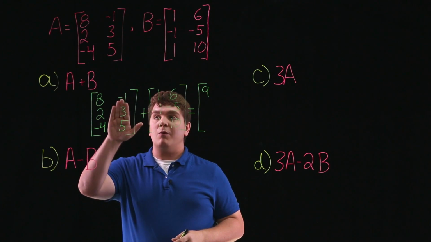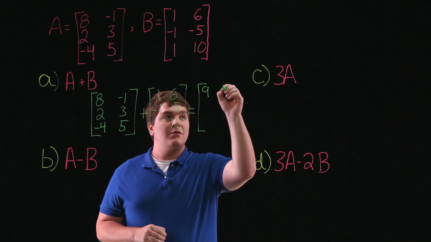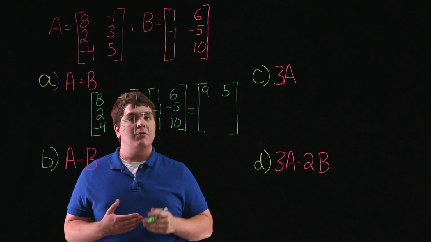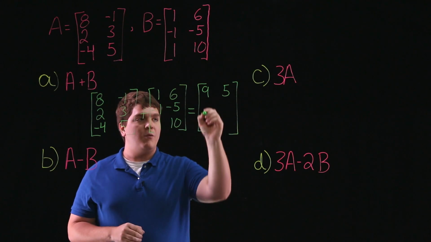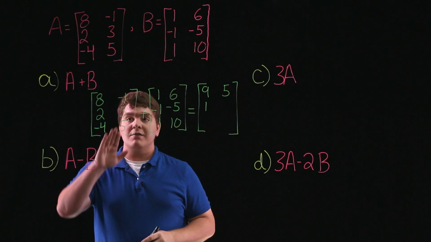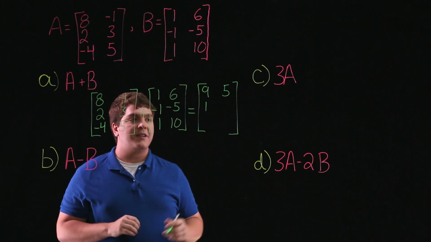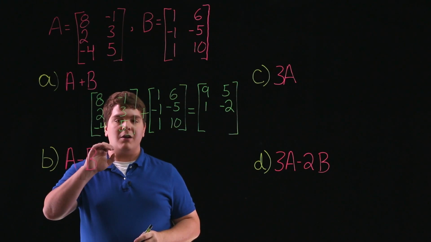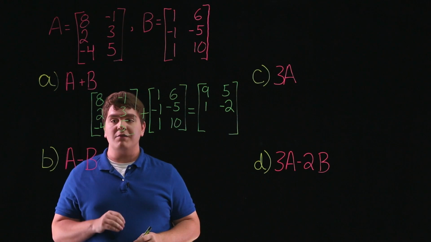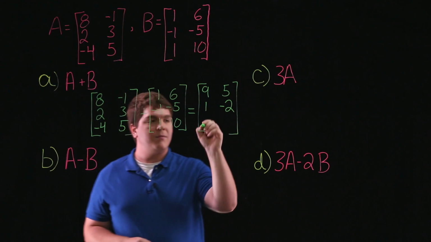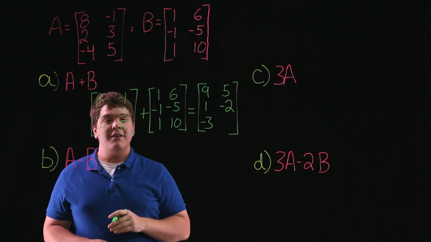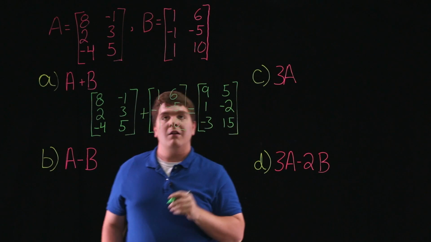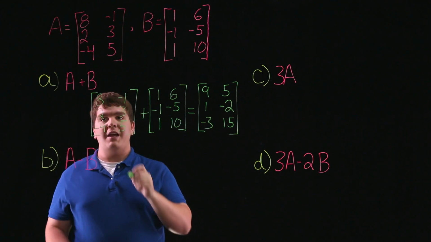In our first row, second column, we'll have negative 1 plus 6, which is 5. In our second row, first column, we'll have 2 plus negative 1, which is 1. Second row, second column, we'll have 3 plus negative 5, which is negative 2. In the third row and the first column, we'll have negative 4 plus 1, which is negative 3. And in the third row, second column, we'll have 5 plus 10, which is 15. So this matrix right here is our matrix A plus B.